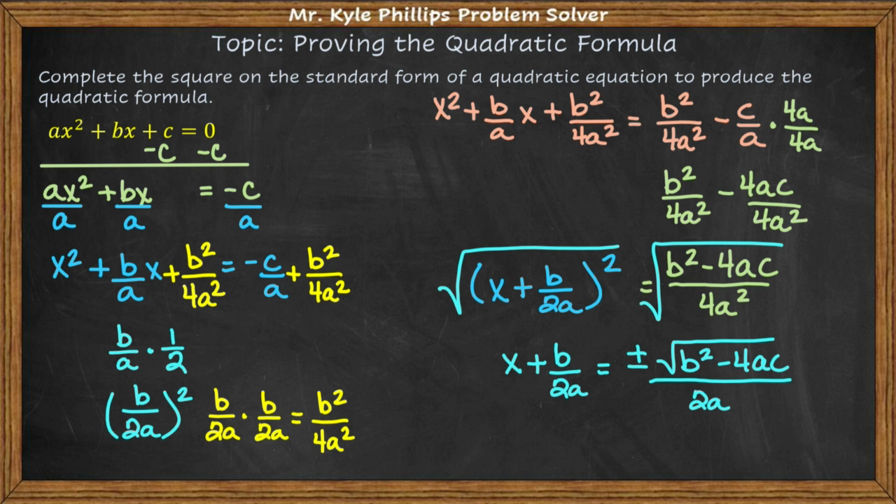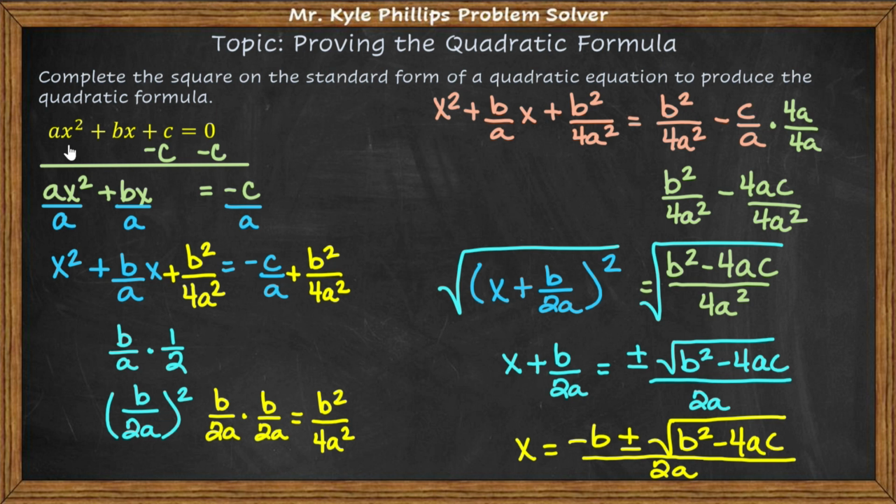And now I can solve for x by subtracting b over 2a. So x here equals, and now look at this, negative b over 2a plus or minus the square root of b squared minus 4ac all over 2a. My denominators are the same, so I can write it as one fraction. So it's negative b plus or minus the square root of b squared minus 4ac, and this will all be over 2a.